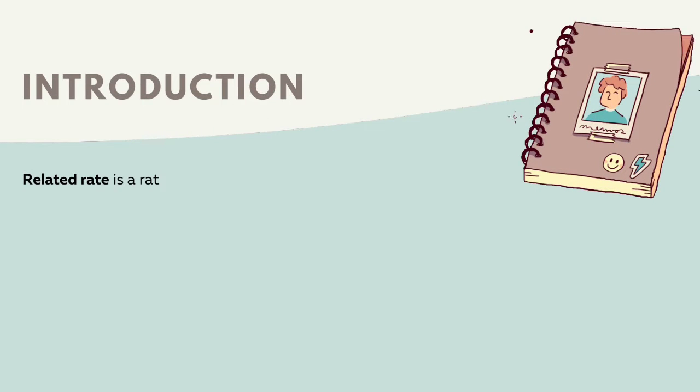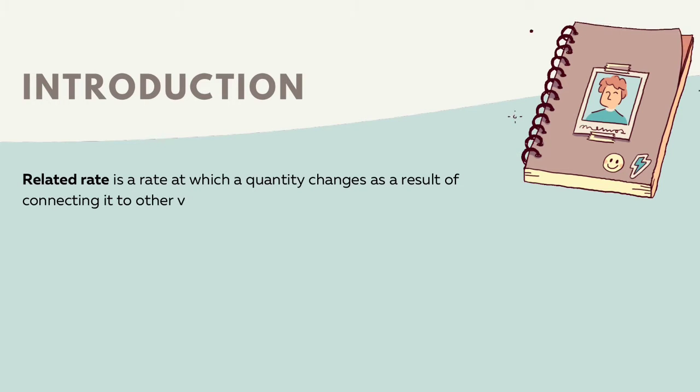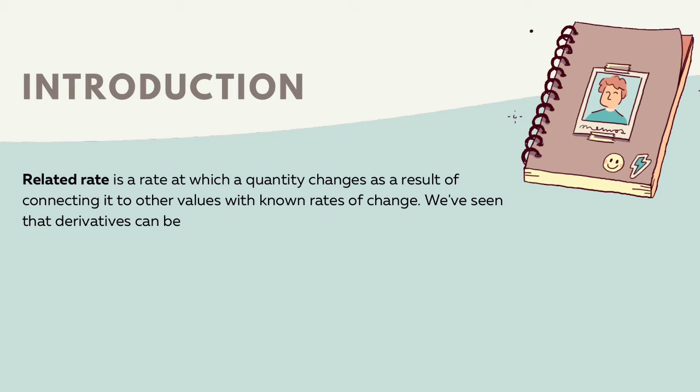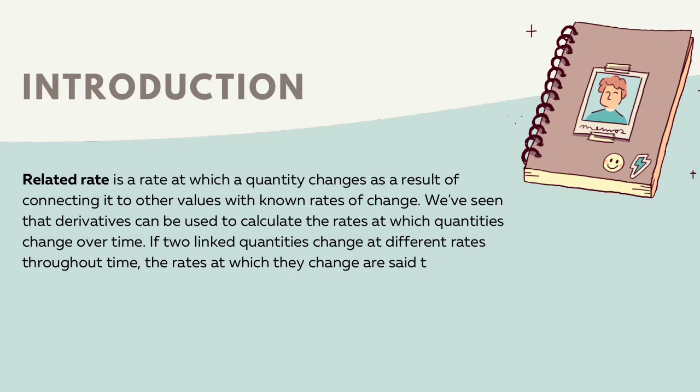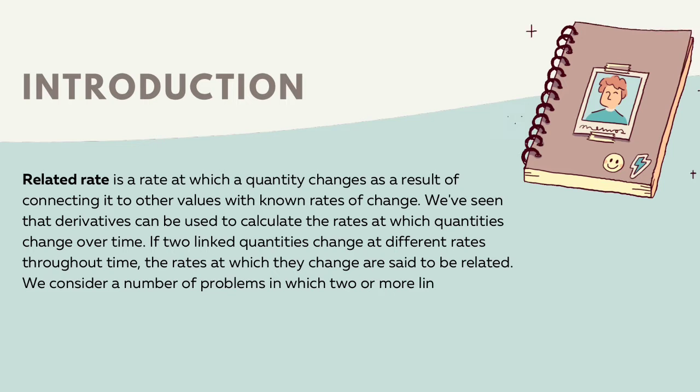Introduction. Related rate is a rate at which a quantity changes as a result of connecting it to other values with known rates of change. We have seen that derivative can be used to calculate the rates at which quantities change over time. If two linked quantities change at different rates throughout time, the rates at which they change are said to be related. We consider a number of problems in which two or more linked values are changing.